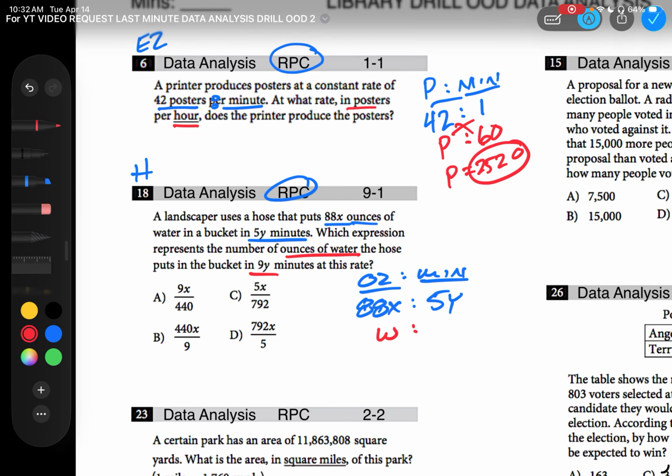9y that the hose puts in the bucket in 9y minutes. I'm going to put my 9y right there. All right. Now, if I cross multiply, what am I going to get? So I carefully cross multiply. I'm going to get 5y w is now equal to what's 7 times 88?